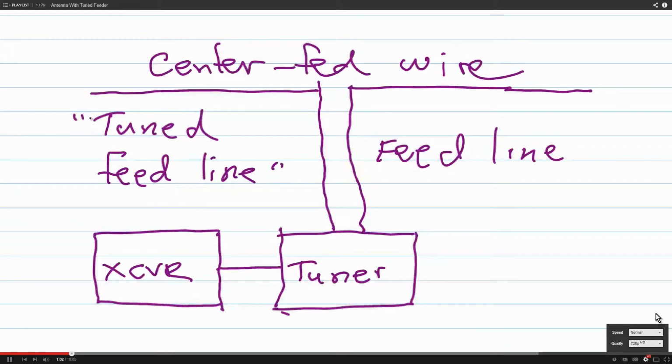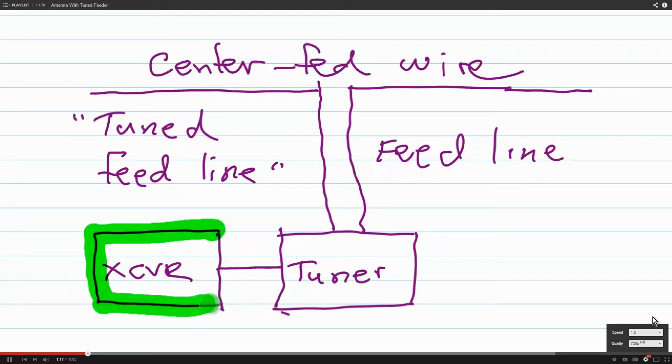Well, basically what it means is that the feed line and the antenna together are tuned to match the impedance of a radio transceiver. Now here's your transceiver right there. Generally speaking, that thing wants to see a 50 ohm purely resistive impedance, such as you would get with a coaxial cable, to have a perfect match. So you will connect your transceiver to... Well, you see what I'm saying?